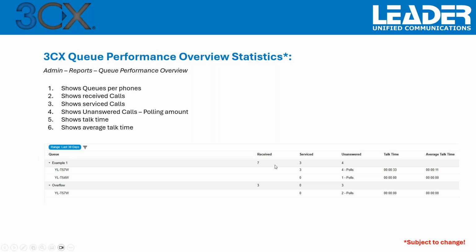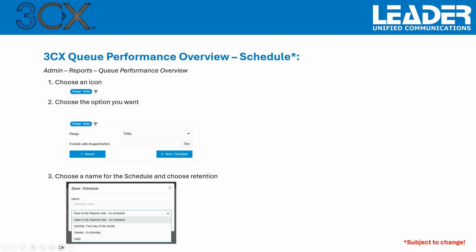And then we would see how many calls that queue received, how many have been serviced. For example, here the T57 serviced 3, the T54 serviced none, and then how many were unanswered, how much talk time we had, and what the average talk time was. Calculated out of the 3 serviced with a talk time of 33 seconds, that is an average talk time of 11 seconds. So from that perspective, we see who is on the phone for a long time and who is less long on the phone.